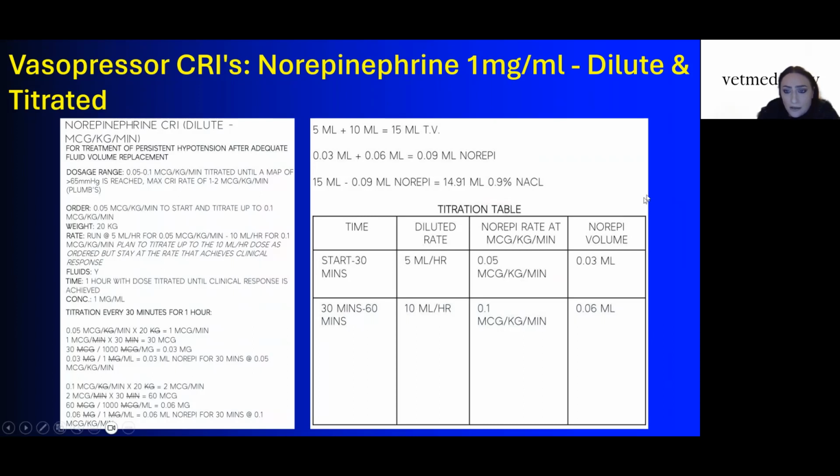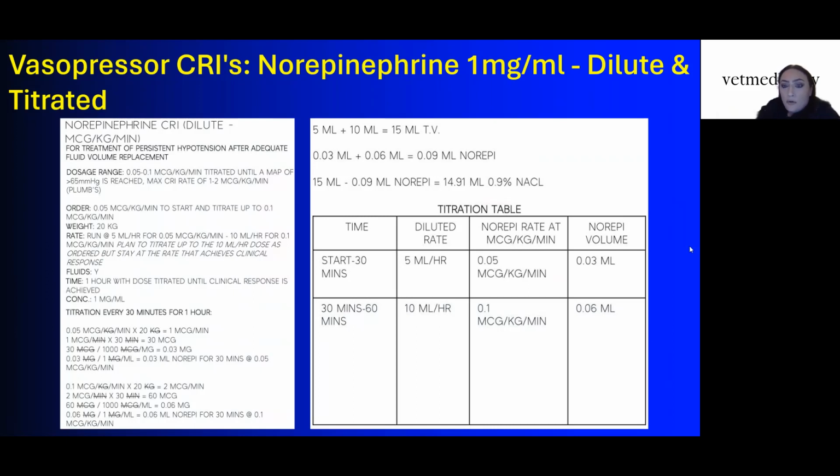So let's see here. Our diluted rate is 5 mils an hour for the first 30 minutes and then 10 mils an hour for 30 minutes to the 60-minute mark. And then if the 5 mils an hour works and gets the mean arterial pressure above 65, then it can stay there. It doesn't need to be titrated up.